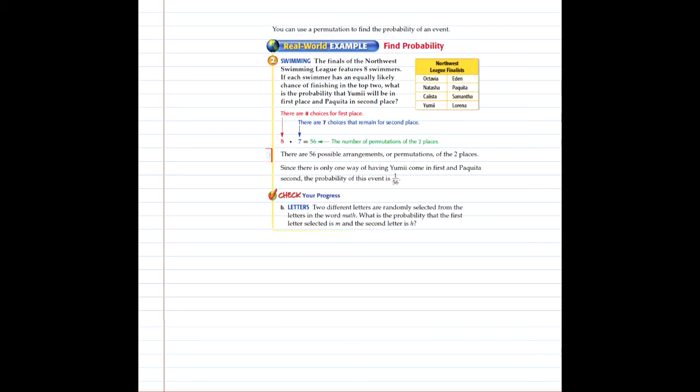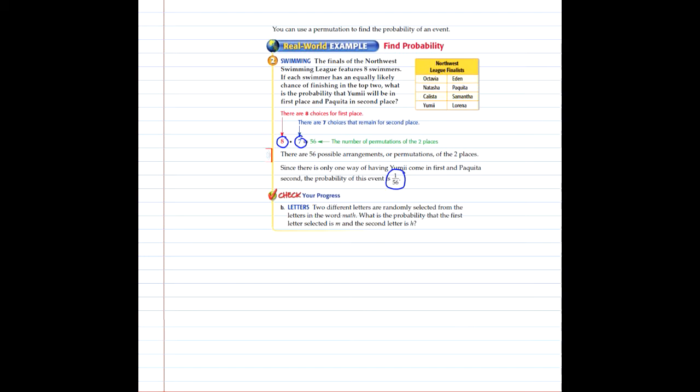Well, there's 8 possibilities that Yumi can be first, 7 possibilities that Paquito can be second. That means there are 56 possible arrangements or permutations of those 2 places. Since there is only one way that Yumi can come in first and Paquito can come in second, the probability of that happening is 1 in 56. Remember, probability is the ratio of successful outcomes to total outcomes.